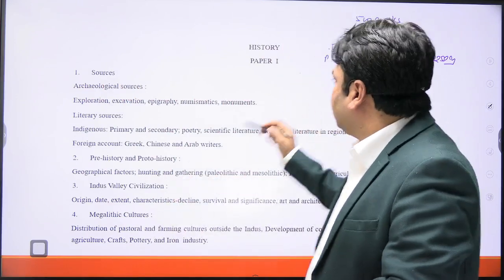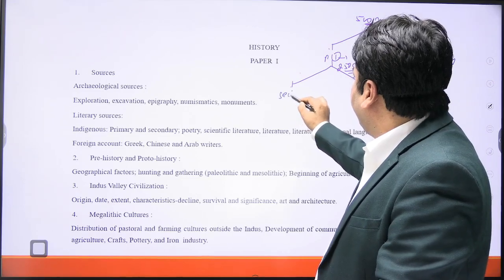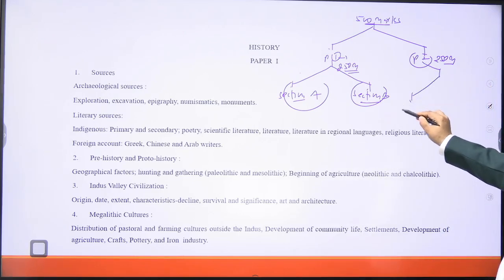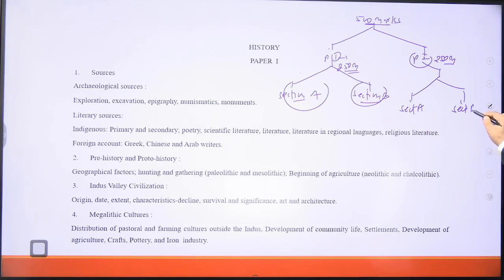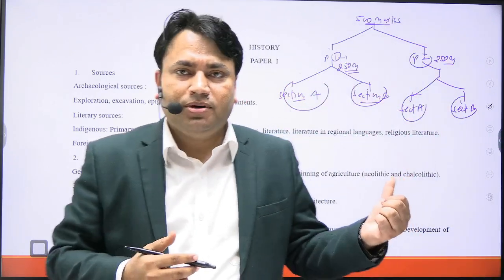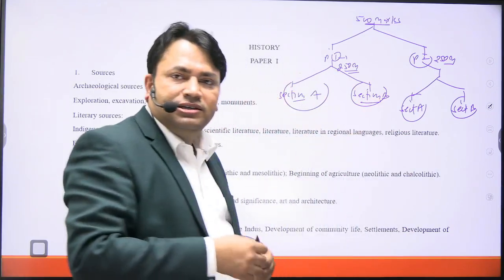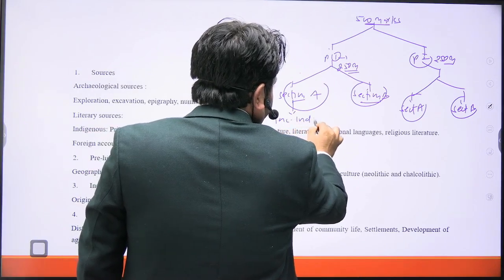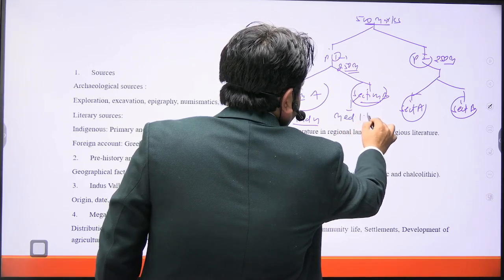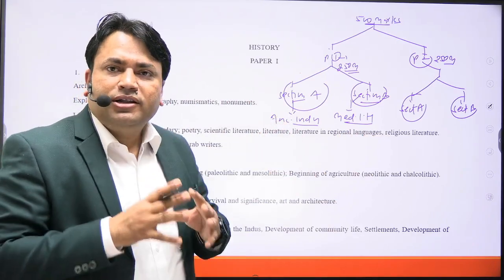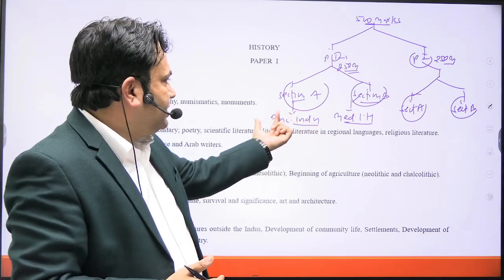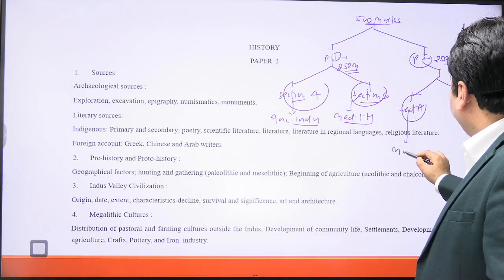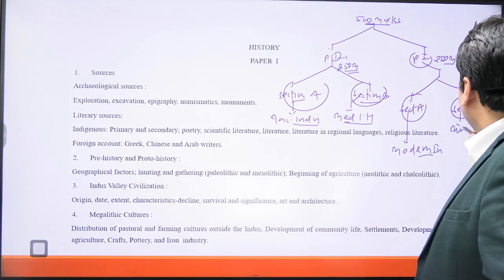Each paper consists of two sections, section A and section B. In the history optional, the first paper covers ancient and medieval history. Section A covers ancient Indian history and section B covers medieval Indian history, and it also covers the cultural aspects of history. In paper 2, section A has topics from modern India, and section B has topics from world history.